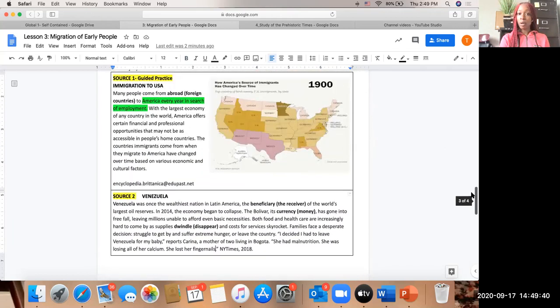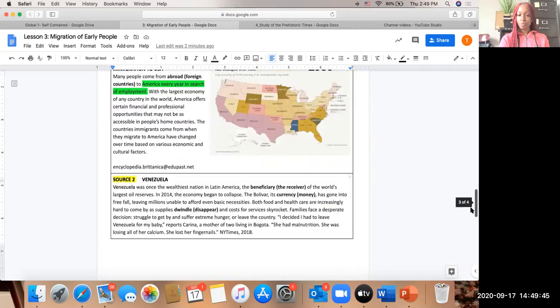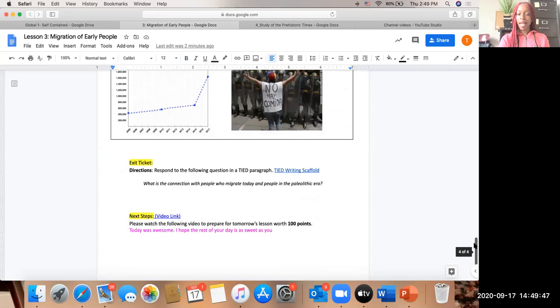All right, so after you complete the guided practice and your independent practice, what comes next? Exactly, the exit ticket. And the exit ticket is a question from where? Exactly, our aim. So what is the connection with people who migrate today and people in the Paleolithic era? We already understand what the Paleolithic era is and was, and we also understand how and why people migrate today.